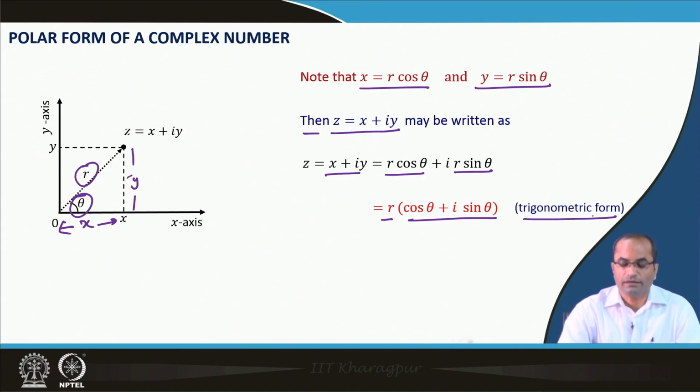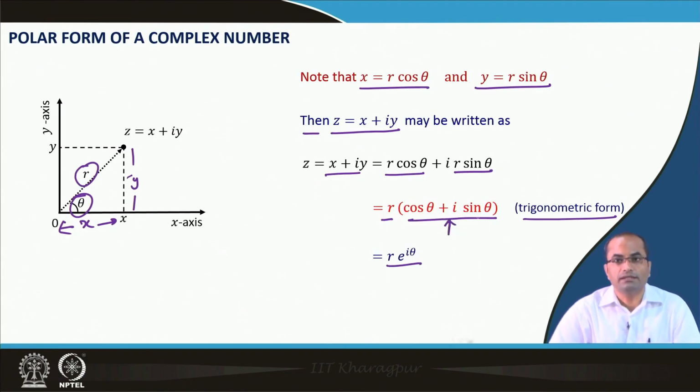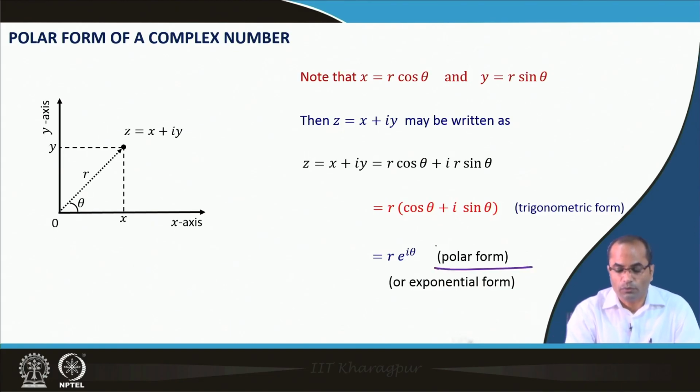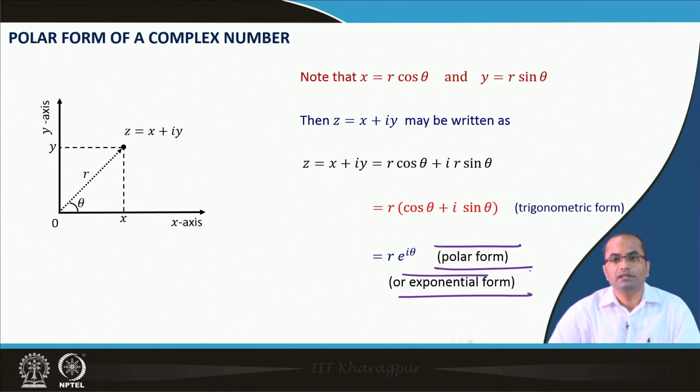This is what we call the trigonometric form of the complex number z, which is represented here by x plus I y. So, the trigonometric form will be r into cos theta plus I sin theta, or we can replace this cos theta plus I sin theta with e power I theta. So, by the Euler identity, e power I theta is cos theta plus I sin theta. So, we can write this as r e power I theta, and this is also called the polar form or the exponential form of the complex number.